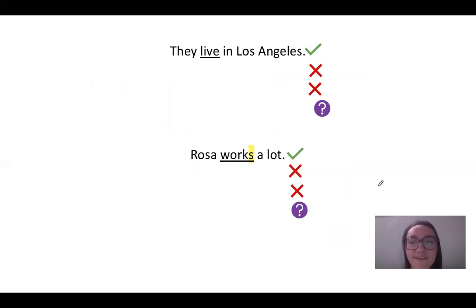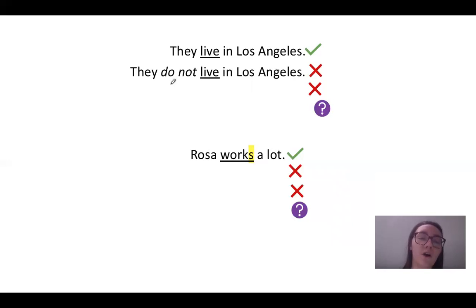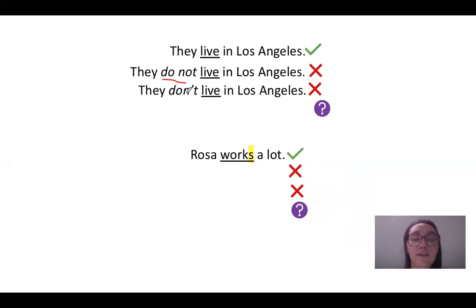They live in Los Angeles. So how would we turn it into a negative? They, and we add do not in between, they do not live in Los Angeles. Or you could say, they don't live in Los Angeles. How would you turn it into a question? Do they live in Los Angeles? Yep.